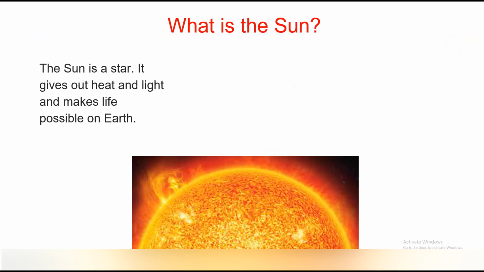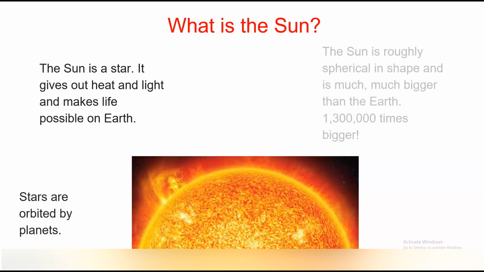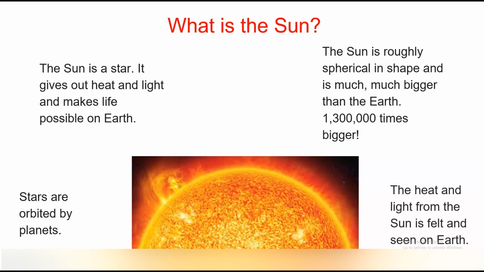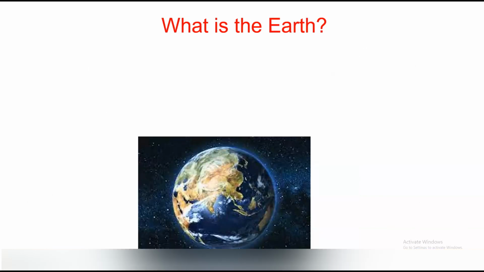Well, the Sun is a star. It gives out heat and light and makes life possible on Earth. Stars are orbited by planets. The Sun is roughly spherical in shape and is much, much bigger than the Earth, 1,300,000 times bigger. The heat and light from the Sun is felt and seen on Earth.